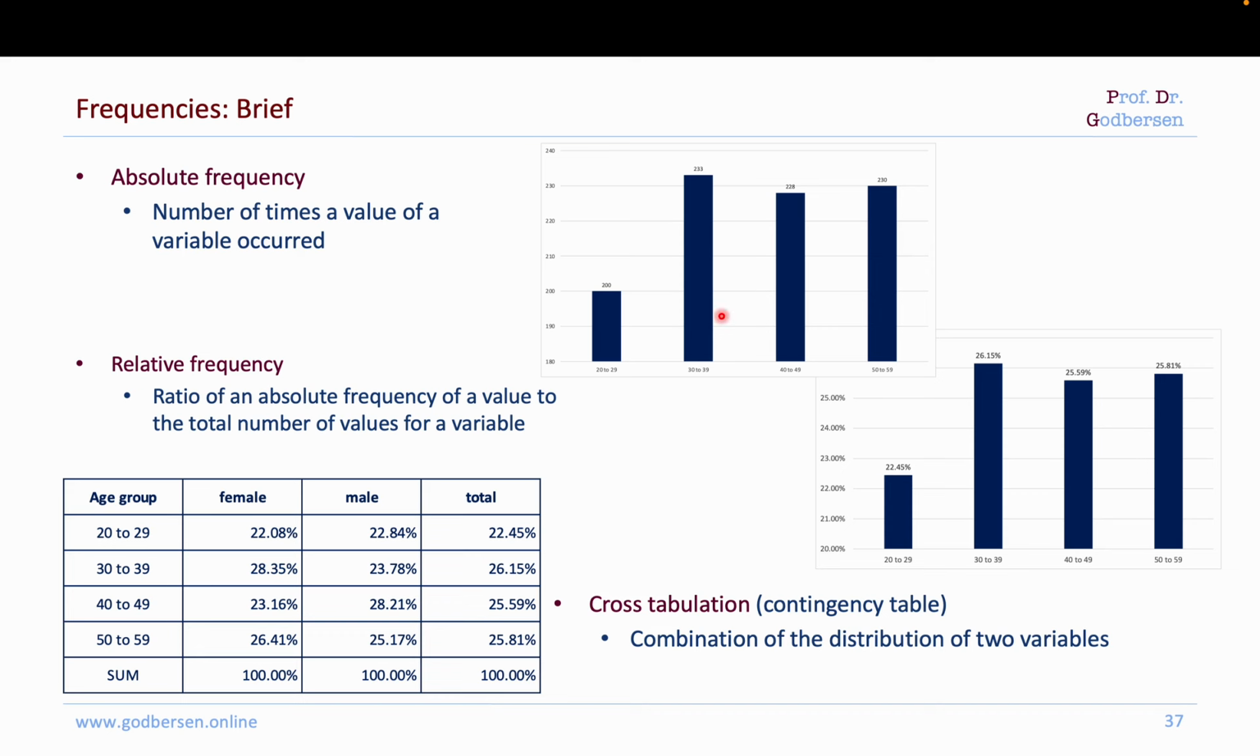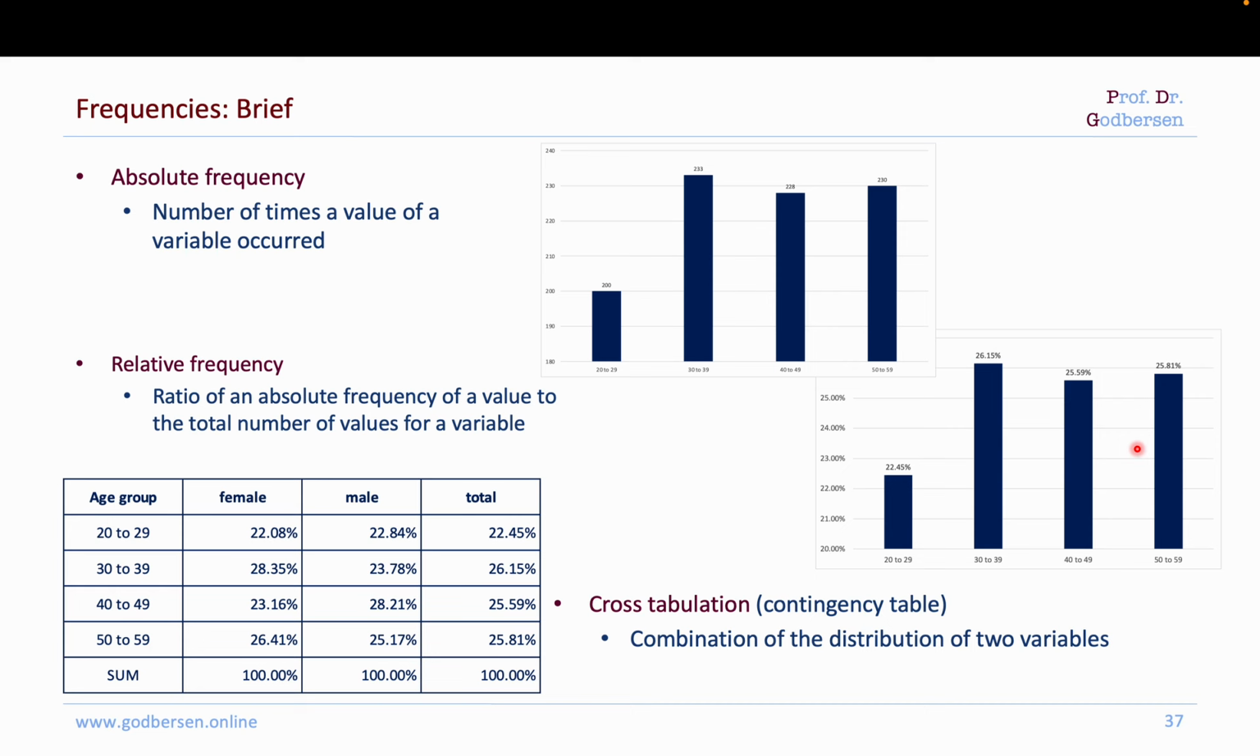So the same as I've shown you here with absolute frequencies, in relative frequencies in percent, will be: in the first age bracket we have 22.45%, then 30 to 39 years we have 26.15%, and so forth.